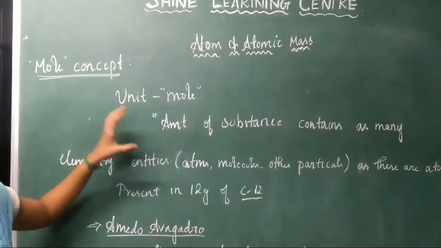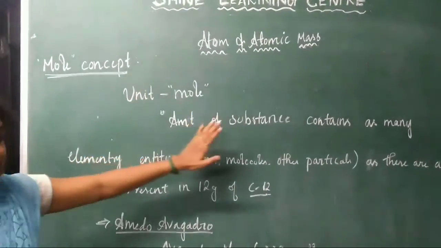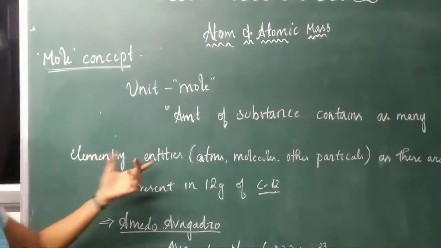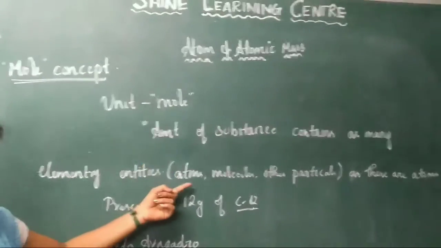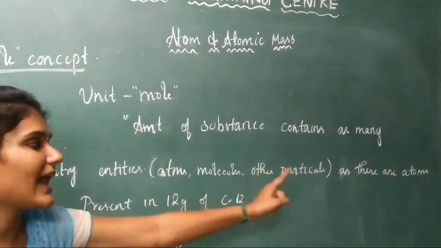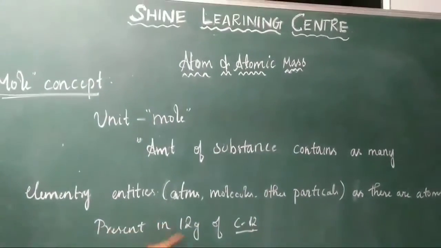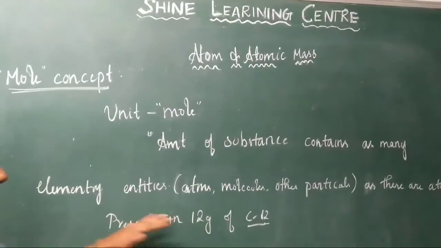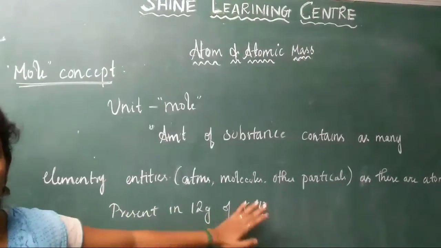So the definition is: mole is the amount of substance and it contains elementary particles like atoms. It may consist of atoms, molecules or other particles, and it is equal to the number of carbon 12 atoms present in 12 gram of carbon 12.